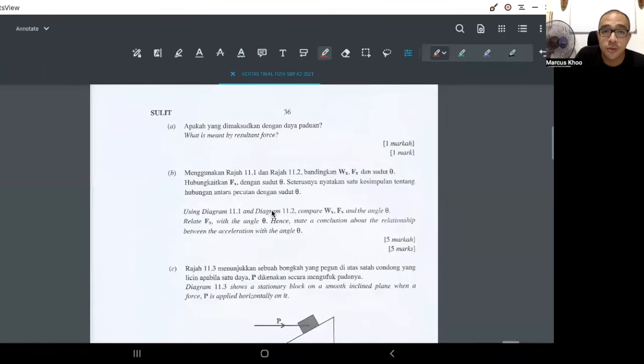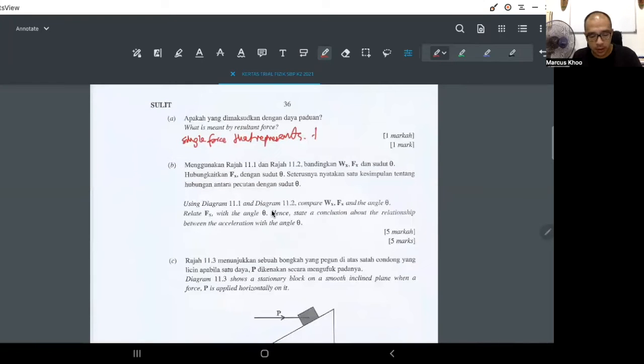Okay, so what is meant by the resultant force? Okay, the resultant force is a single force that represents the sum of all forces acting on an object. Okay, the sum of the single force, like for example kiri campur kanan, then lepas tu just one only lah. Okay, the sum of all forces acting on an object.